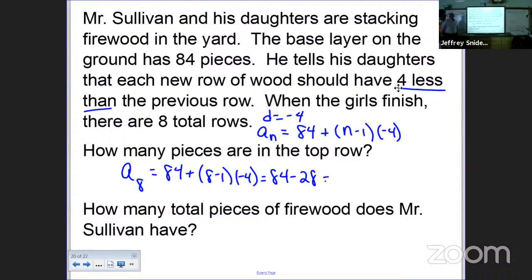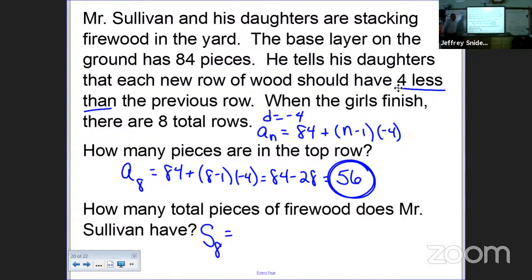So what's that going to be? How many pieces of wood are in the top row? 56. Okay, got it. Now I want to do what? This was a sequence. What's the bottom? It's a series. And I'm asking you to find the 8th partial sum. The sum of the 8 rows of wood. So down here, you'd be finding S sub 8.